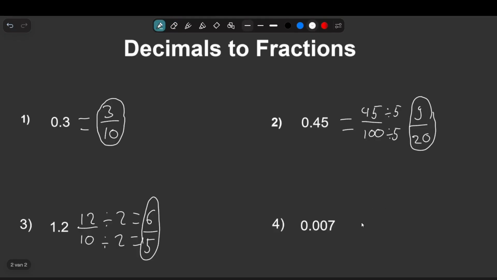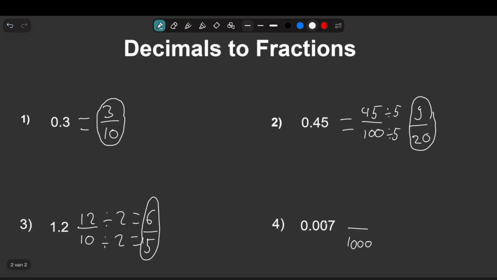For our fourth example, we have 0.007. Well, our decimal ends in the thousandths spot. So our denominator will be 1,000, like this. And whatever is to the right of the decimal will be our numerator.